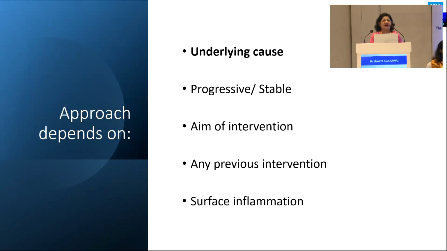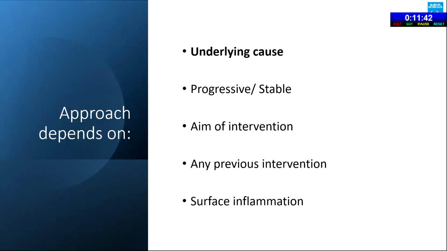To start with, the underlying cause, whether we are dealing with something which is immune-mediated or non-immune mediated. So in patients like cicatricial pemphigoid or SJS, there are multiple other factors which need to be taken care of vis-a-vis a patient with a chemical injury.